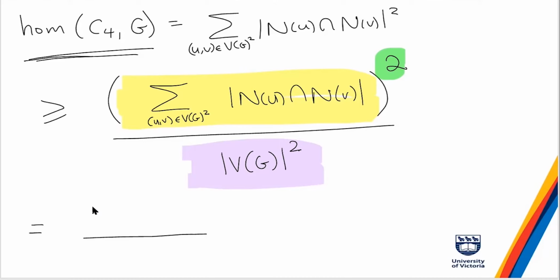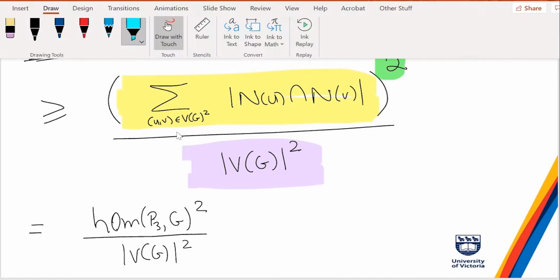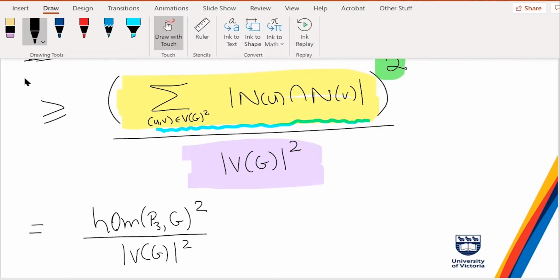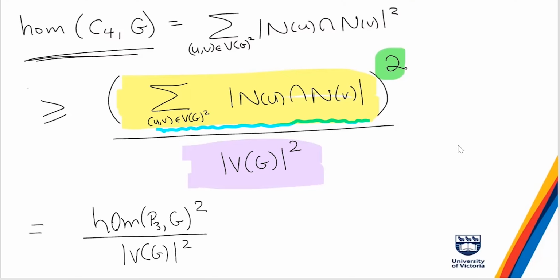And then I wanted to say that this is equal to homomorphisms of P3 into G squared over vertices squared. Because for the thing inside the sum, on the previous slide we came up with a formula, which is just homomorphisms of P3 into G. If I pick two vertices and pick a common neighbor, that's what a homomorphism of P3 is. So we're applying this convexity thing twice. Is it clear? Are there any questions?